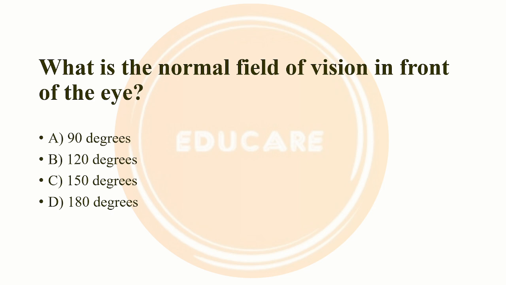What is the normal field of vision in front of the eye? Option: 90 degrees, 120 degrees, 150 degrees, 180 degrees. Answer of this question is option D, that is 180 degrees.